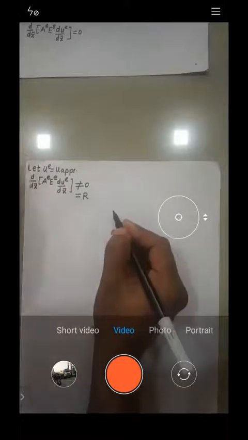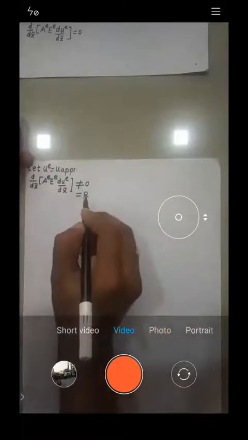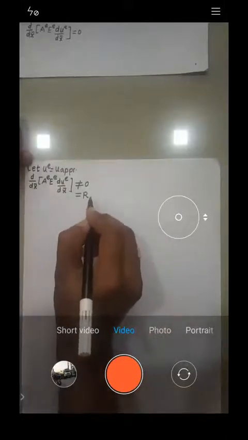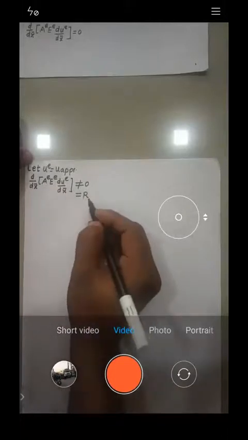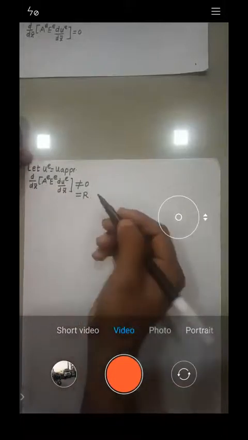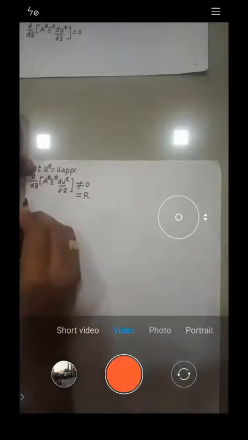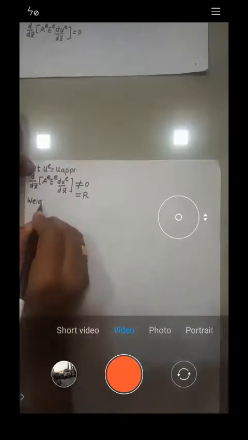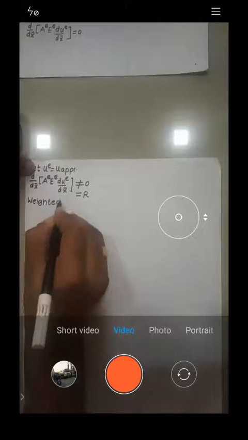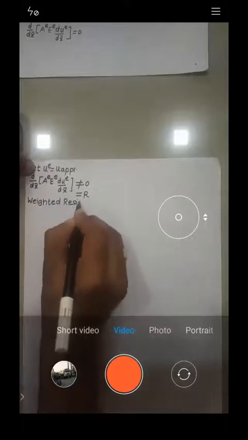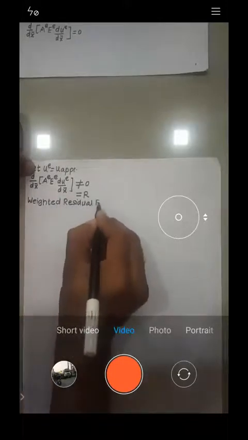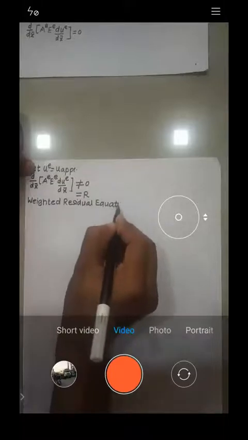When the right side is not equal to 0, there is some error, and that error we call residue. Now we are interested in making the residue equal to 0. So I will write down our weighted residual equation. What is our weighted residual equation, all of you? The integral of W i times R dx is equal to 0.